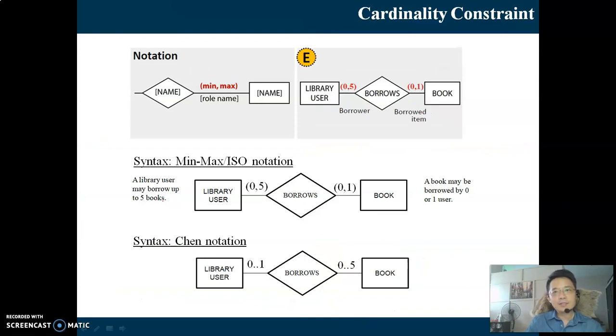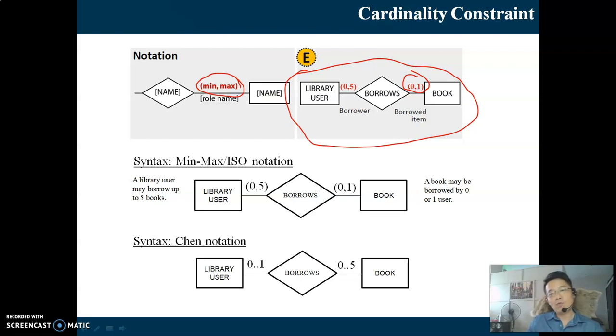The next slide is focusing on cardinality constraint, which I mentioned earlier. Cardinality actually provides the quantitative property of the relationship. In this example, a library user can borrow 0 to 5 maximum number of books, and each book can be loaned by no library user or maximum only 1 user at a time. So it is a range. In the bracket there are 2 values, the min and max. But you can also have 1 number sometimes.